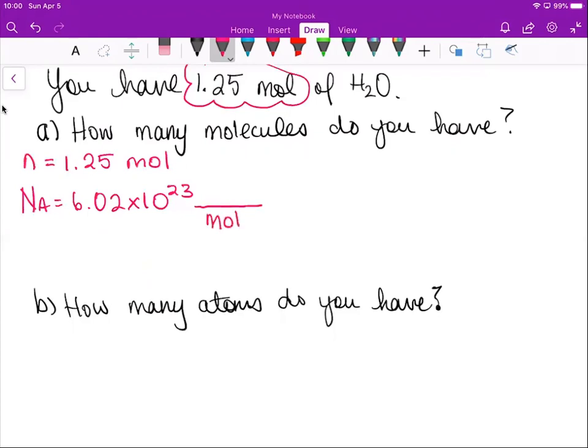And when I read this, how many molecules do I have? Well, I have to read the question. You have 1.25 moles of water. Is water a molecule? Yes, it is. So if you have 1.25 moles of water, you're talking about molecules instantly.